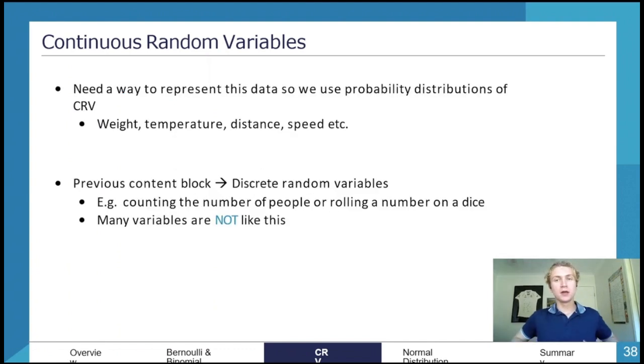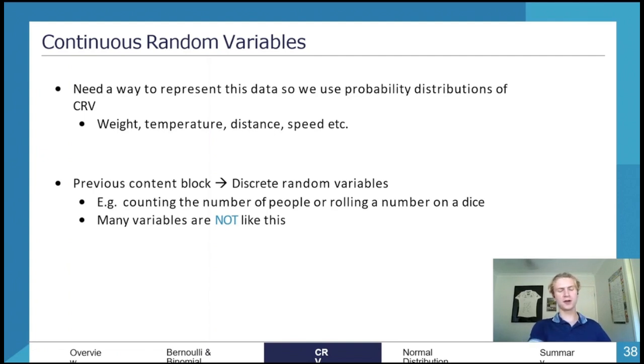Okay, so we need a way to represent this data so we can actually work out the probability of different values occurring, because that's what we're doing, right? Stats, we're trying to find probability. We're also observing different things like sample size, mean, etc. Now, we need a way to represent this data so we can use probability distributions for continuous random variables, such as weight, such as temperature, such as distance, such as speed, etc.